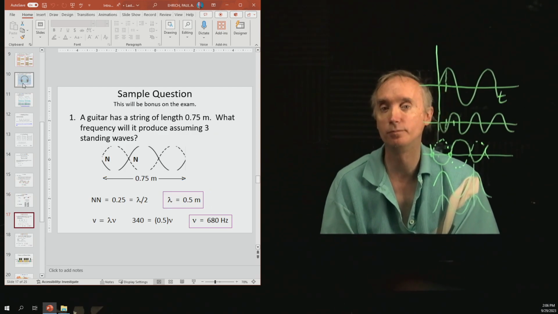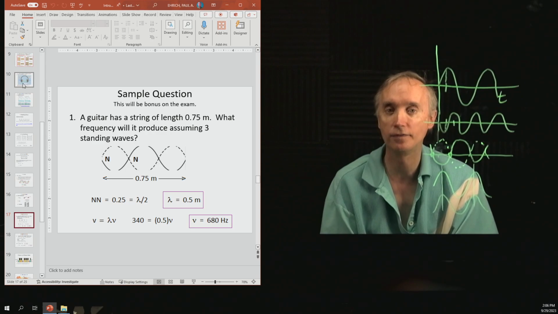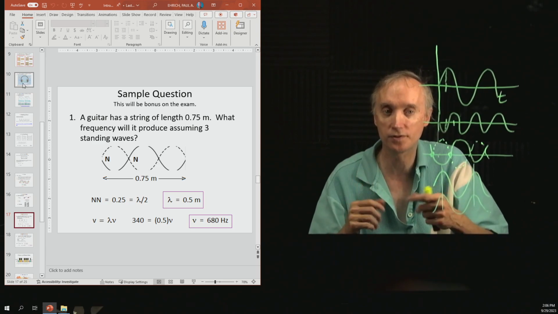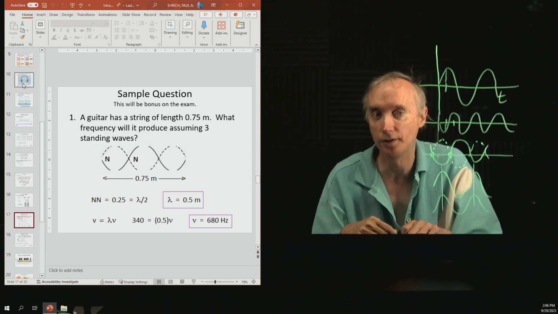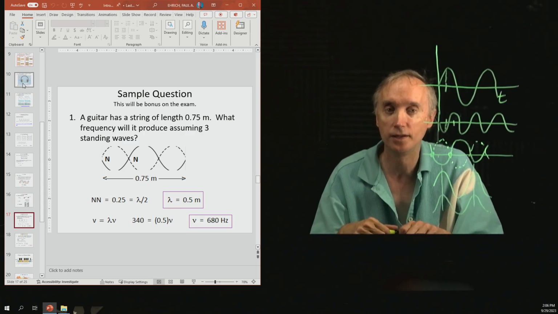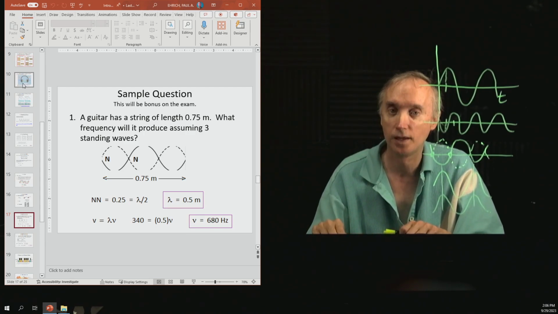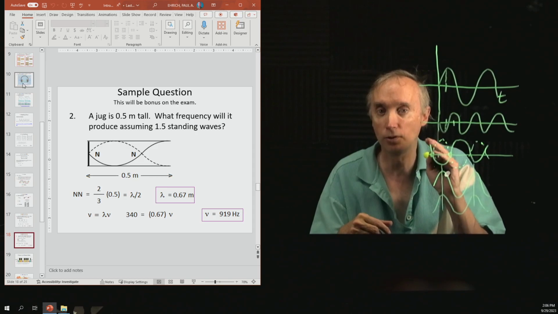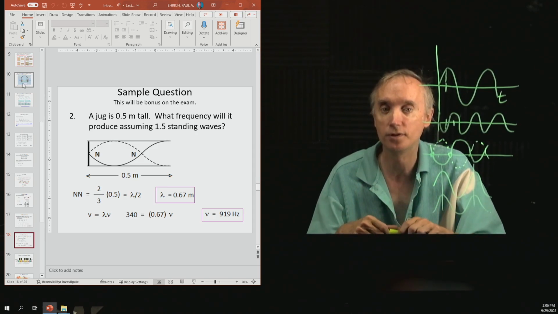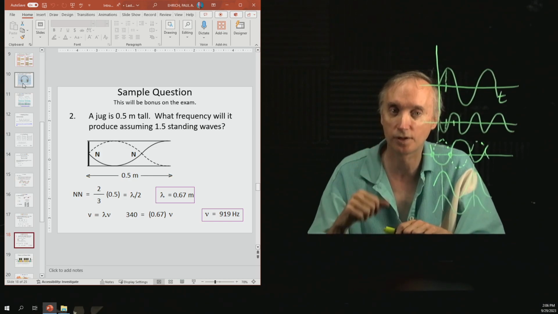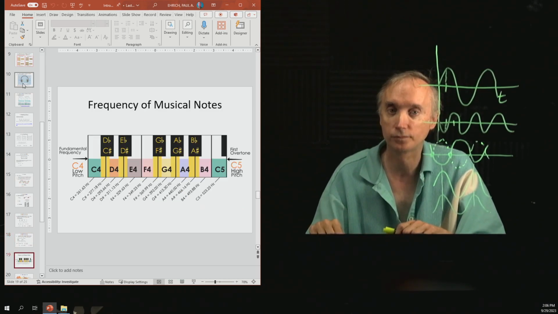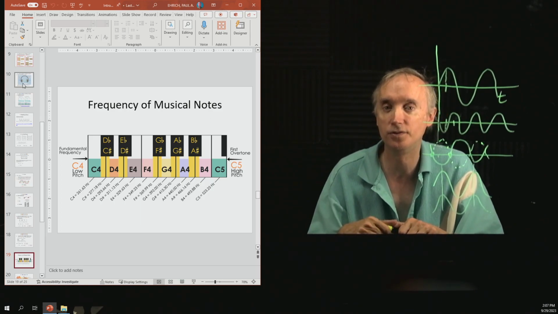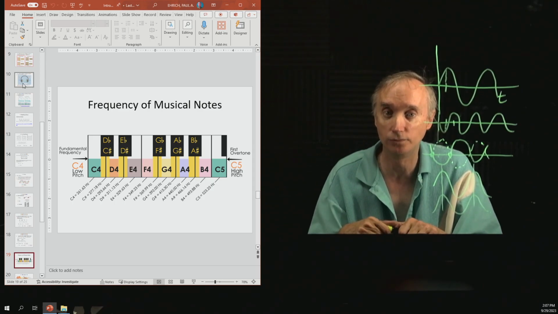And so this would be bonus on the exam: having a guitar and then strumming it, and then figuring out the frequency of the sound that is being emitted. That's illustrated in this question right here. And then this one is, what if you've got a jug or a straw and you blow across the top of it? What's the sound that it's going to produce? Again, there's an example of it. This is not going to be on the exam, but it shows you the different frequencies of a piano.